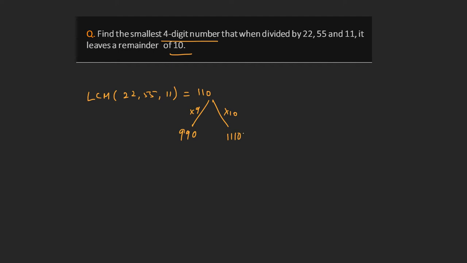But this is where people make mistakes. You see, we still have the remainder to add. And if you add 10 to each of these, you get 1000 and 1120. Now, this also becomes a 4-digit number. And being the smaller one, this is our answer. So be careful and make sure you've considered the remainder before you jump to any conclusions.